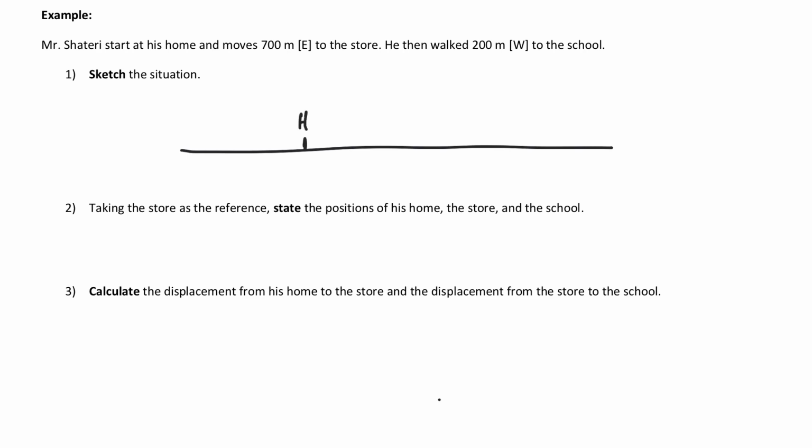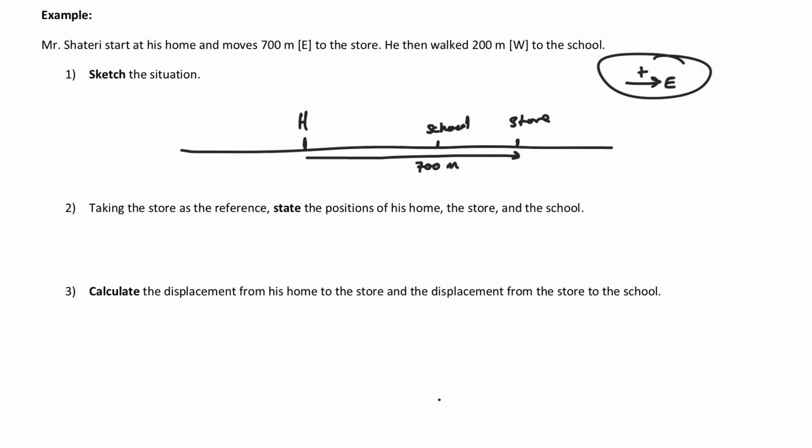So Mr. Shateri first goes 700 meters east. So I'm going to take this side to be east. And Mr. Shateri goes here. He goes to the store. So I'm going to call that store. And then he walks left and goes in this direction, 200 meters west to the school. And this is 700 meters in that direction, and then Mr. Shateri turns back and travels 200 meters in this direction, and that's the sketch of the situation.